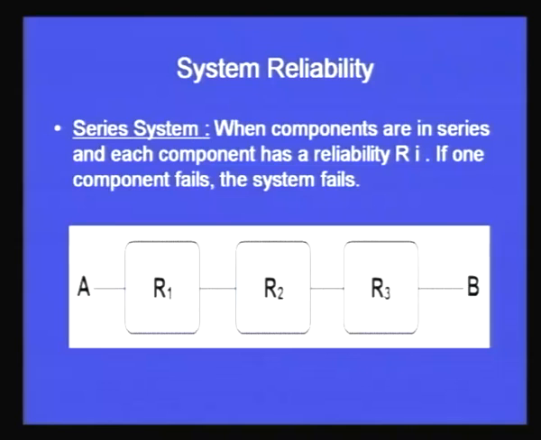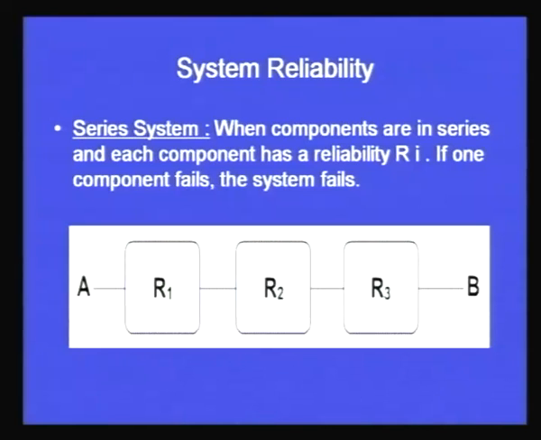Now let us wind up our discussion by referring to system reliability. Now suppose there is a system AB which is made up of three components R1, R2 and R3. So there are three components in a particular system. That system we call AB. This type of system is called a series system because all the components, as you can see, have been attached in series.